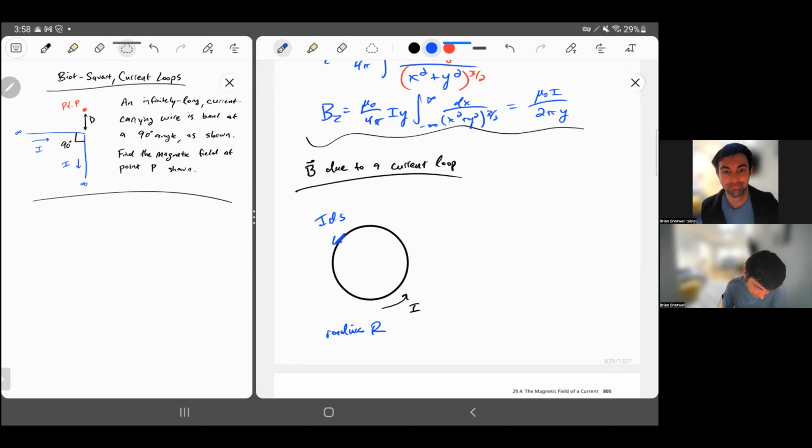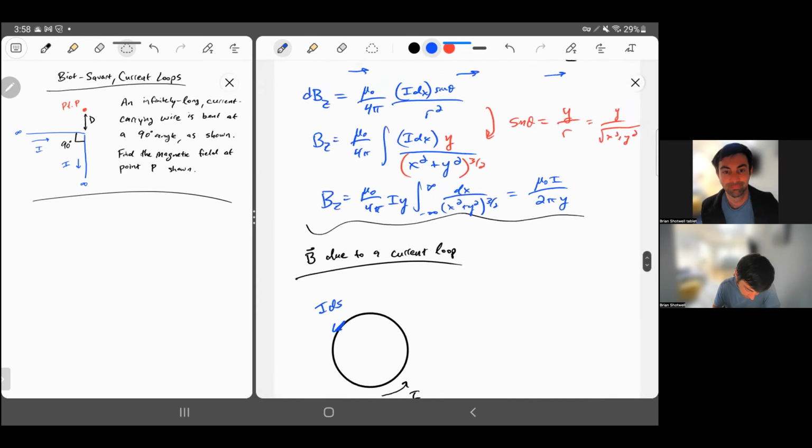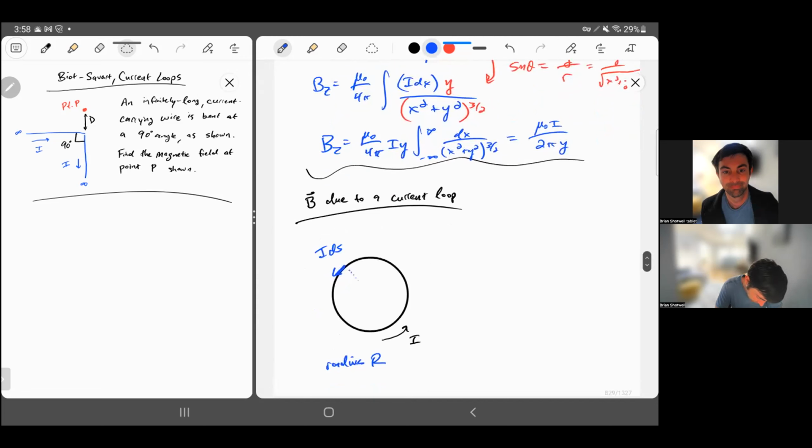So we'll call this I dS, so dS for arc length, and it's pointing tangent to the circle in the direction of I. If you look at I dS cross r hat, where r is going to be pointing straight towards the center of the circle, so this would be the r hat direction, one thing to notice is that no matter what piece you're looking at on this loop, I dS cross r hat is going to be perpendicular to the plane of the screen. These two are always 90 degrees. And for this current direction, this is going to point out of the page.